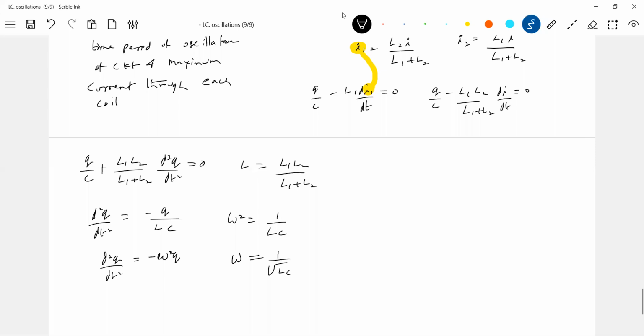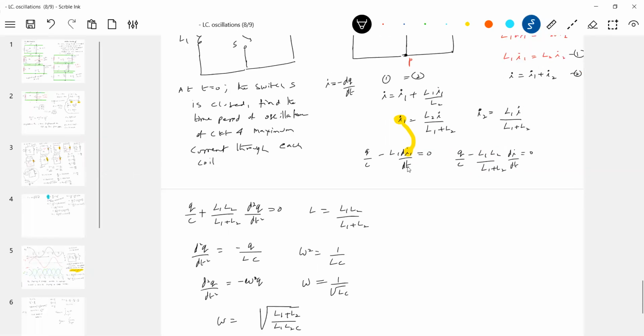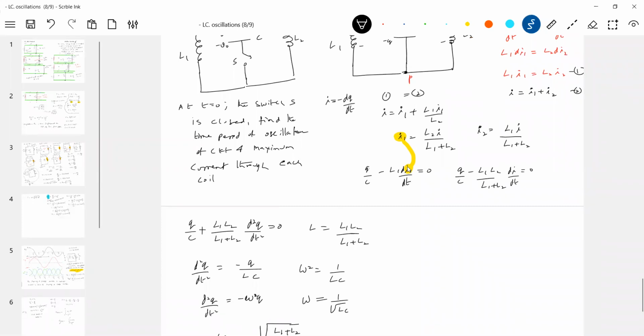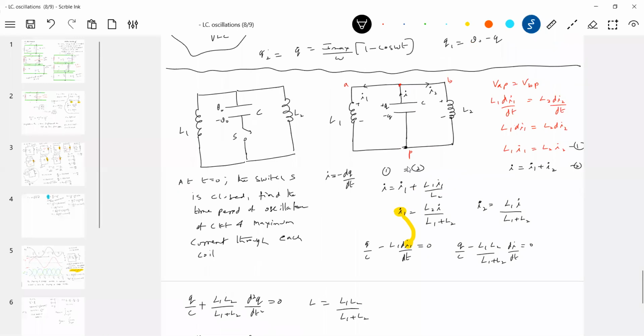So this is the angular frequency of oscillations. This should be equal to finally... Okay, this much is there about the angular frequency of oscillation. Now we have to get the maximum currents across each coil. How to get the maximum currents? We know omega now. Let's take help of this equation.